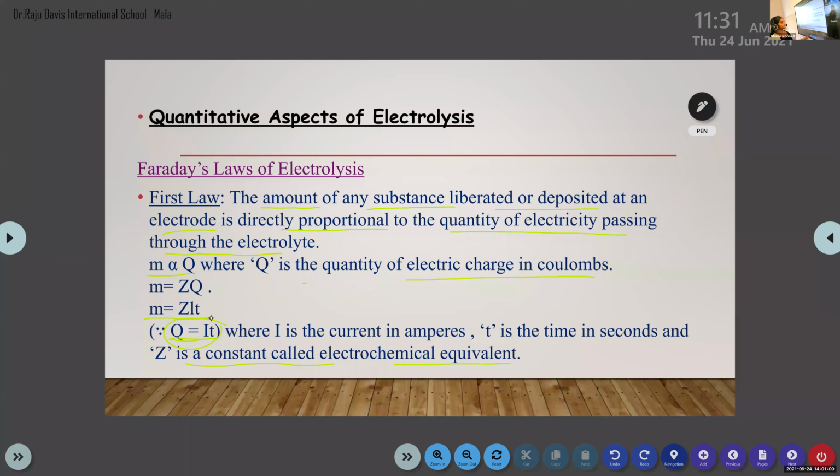Then, Evelyn, how can we represent this law in the form of an equation? M is equal to ZIT. Yeah, what do you mean by Z? That is the electrochemical equivalent. Okay, Z is the electrochemical equivalent. Then I? Current. T? Time. Here this current is measured in ampere and time in second. Okay, we are following the SI system of units. Current is in ampere and time in second.